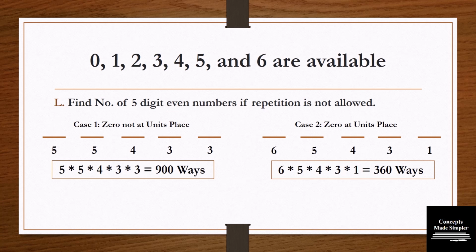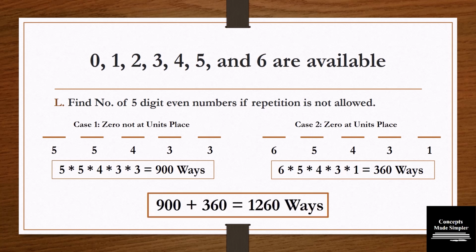Now in the previous video, I explained that whenever we have a question which has cases, we always have to add the two results. It is because it is always linked with an OR operation. Either we will do this or we will do that. So the final solution is 900 plus 360, which is equal to 1260 ways.